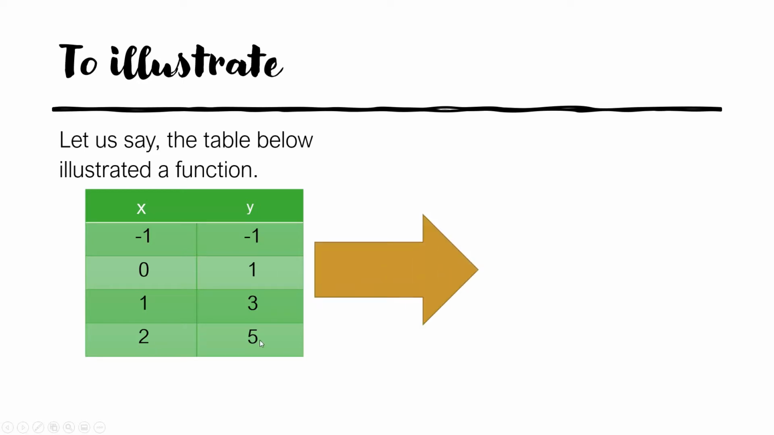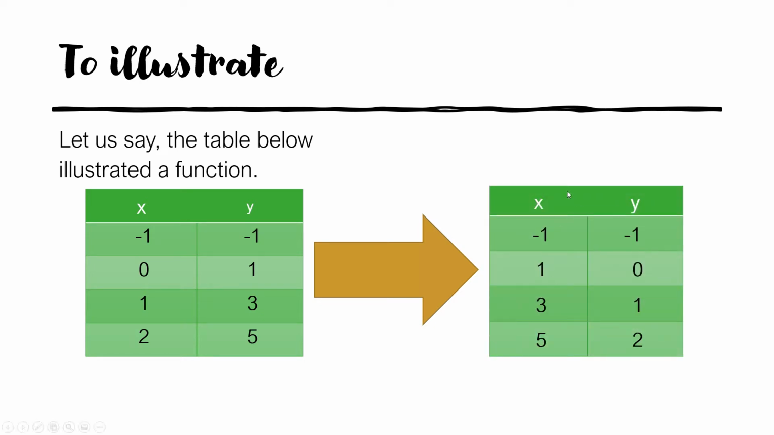Now, try to observe what is being illustrated in the second table. So we have here the second table. This is our domain, and this is the range. As we can see here, the domain in the second table is actually the range in our first table, and the range in the second table is actually the domain of the first table.